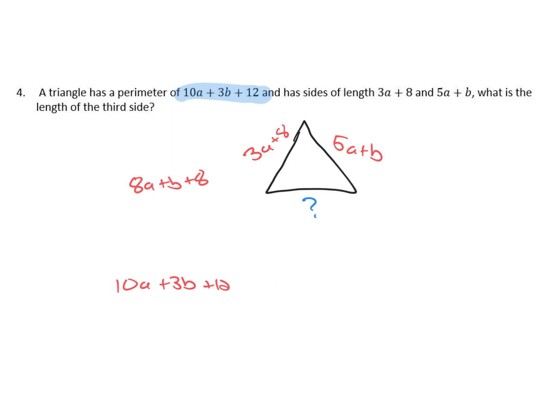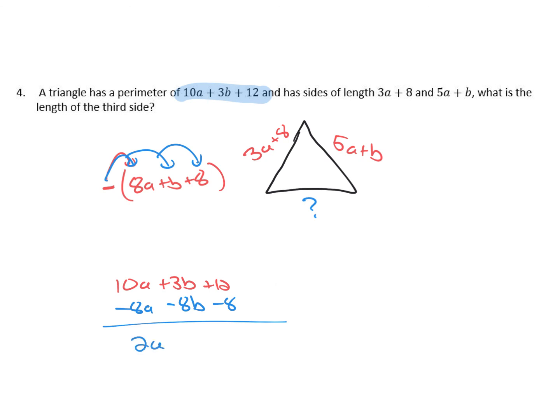In problem 4, we draw a nice little triangle, do the sides we do know. When we combine those terms, we know that that equals 8a plus b plus 8. Now, if we know the whole perimeter, again, we know we need to subtract what we have. So make sure we distribute. Okay, let's rewrite that. Negative 8a minus 8b minus 8. And that leaves us with 2a minus 5b and plus 4.